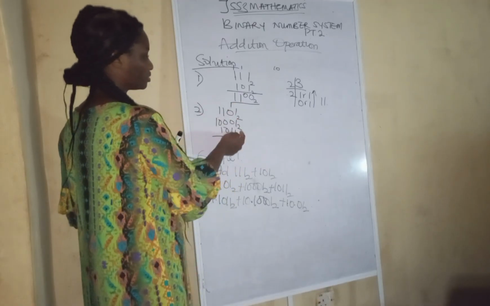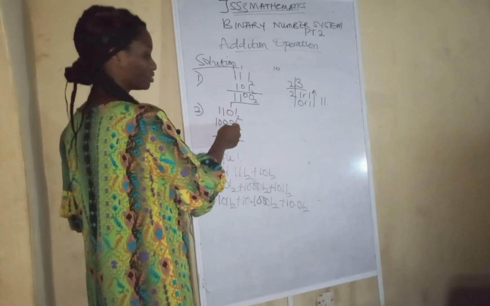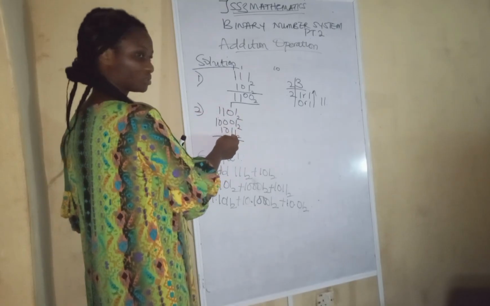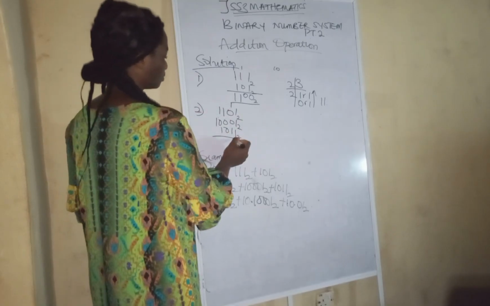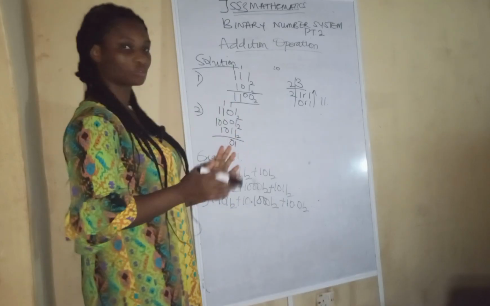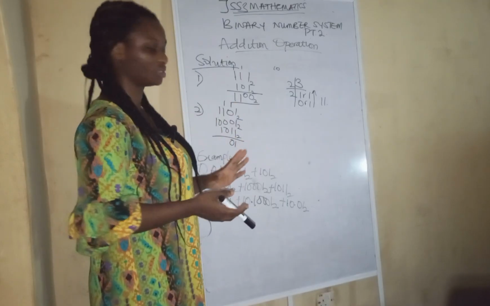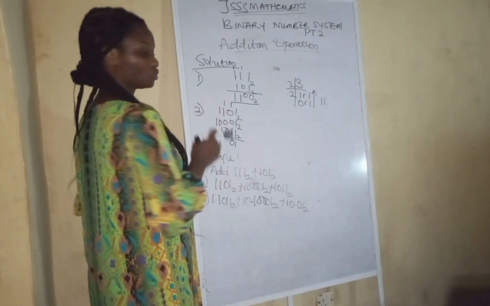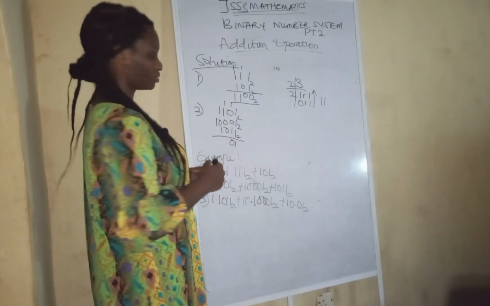So 1 plus 0 is 1. Plus 0 again is 1. So 1 plus 1 is what? 10. 0 remainder 1. Do not get confused once you understand the logic. You get it now. 1 plus 1 is 2. So 2 in base 2 is 10.